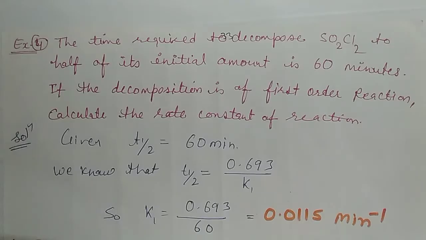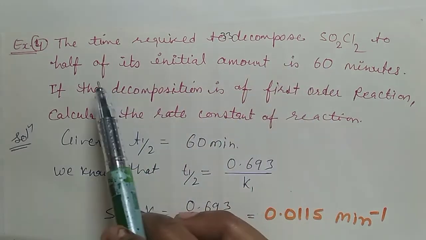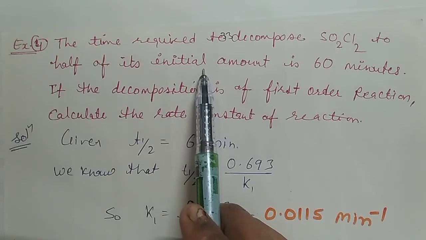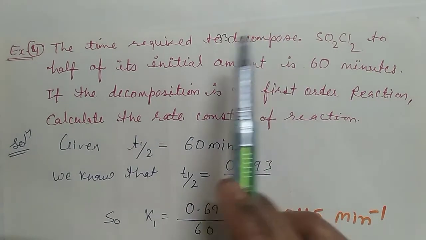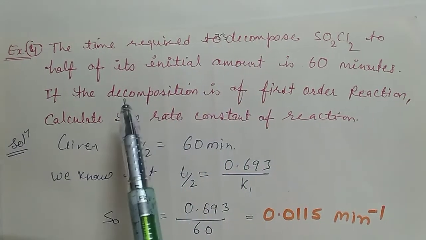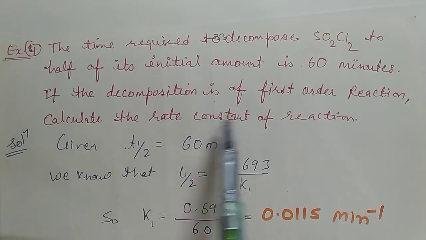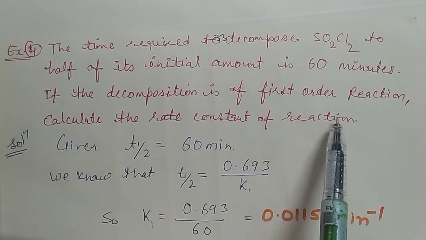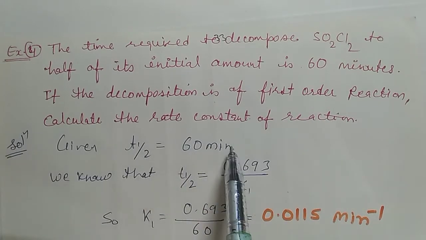Clear? Next example: the time required to decompose SO2Cl2 to half of its initial amount is 60 minutes. Means in 60 minutes, half of the initial concentration is decomposed. If the decomposition is a first order reaction, then calculate the rate constant of the reaction. We have to calculate K, and T half is given, this is 60 minutes.